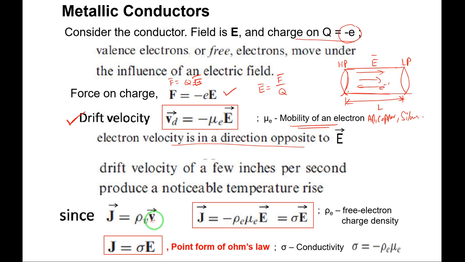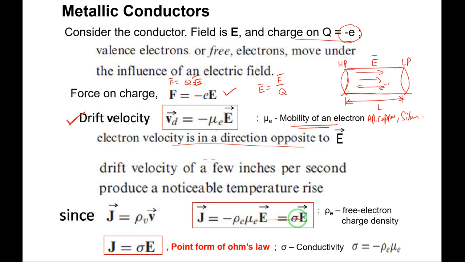So substitute for v: v is minus mu v into E. Then what is this rho v? Rho v is nothing but the free electron charge density, right? Here the volume charges are electrons, so we call it rho e. It is also constant, it will be given, right? Then finally I can write this as J equal to sigma E.